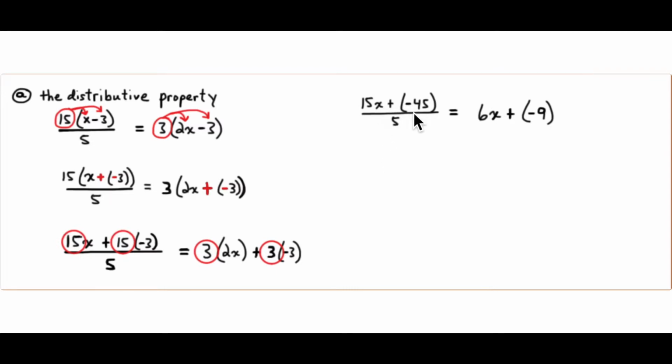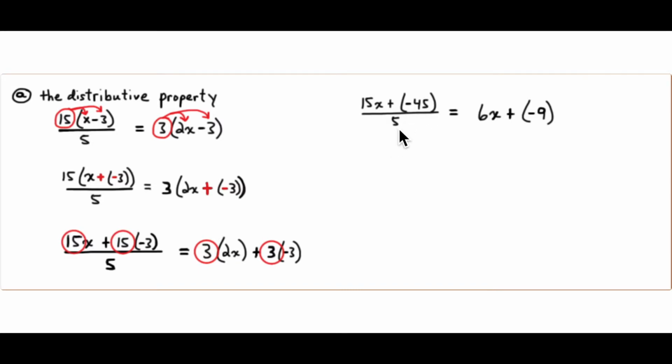All right, so do the multiplication. 15x plus a negative 45. So this is 15 times negative 3 is a negative 45. And you can imagine 15 groups. Each group has 3 negatives in it. It's going to give you a total of 45 negatives.